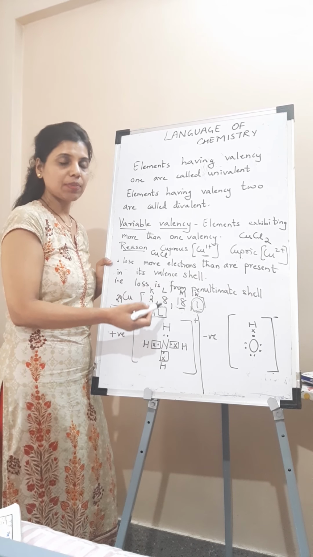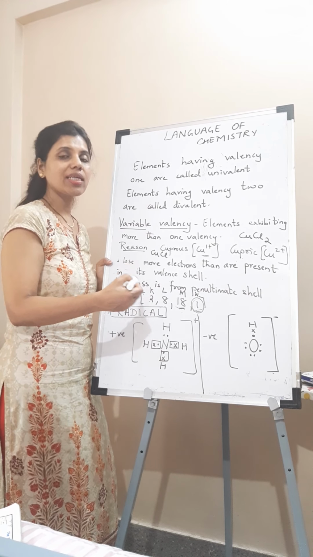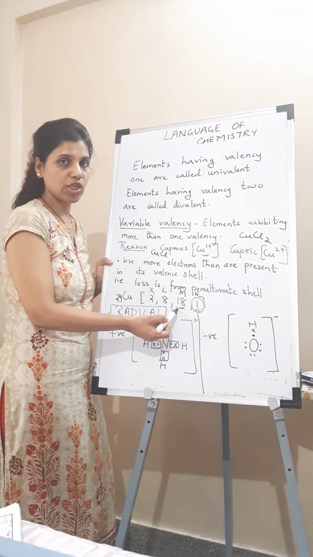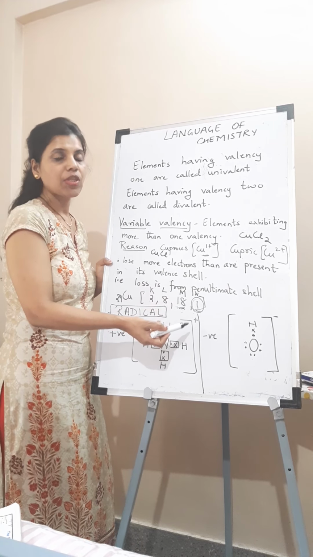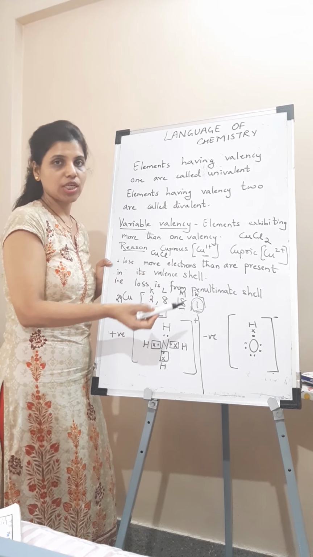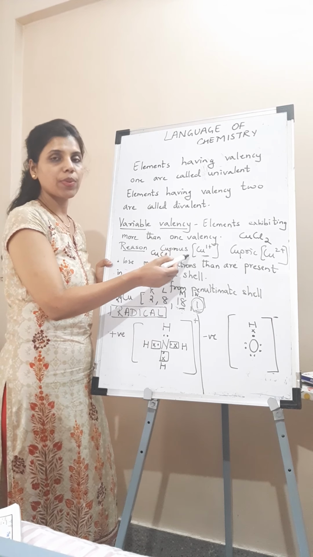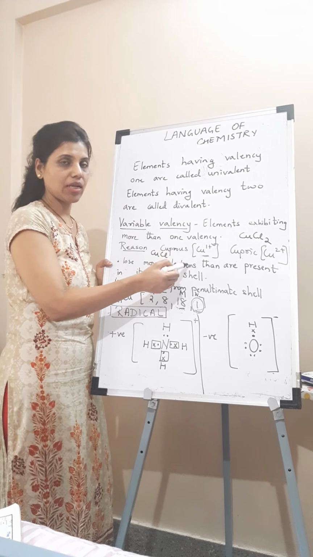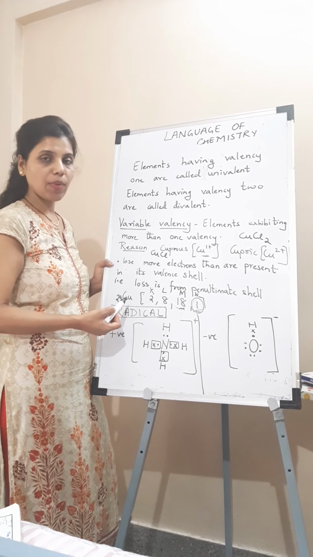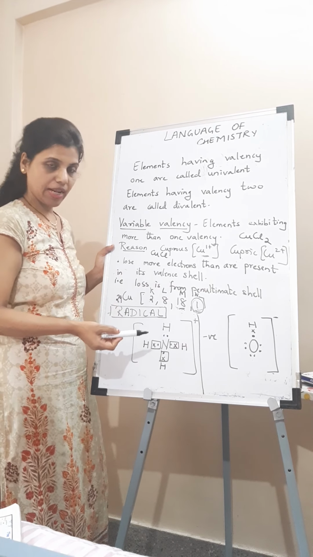So that is how, in case of transition elements, we say that the last 2 orbits are incompletely filled. That means the electrons, when they are in the excited state, jump from the penultimate shell to the last shell. So because of this, the valency keeps on changing. Sometimes copper shows valency 1 and sometimes it shows valency 2. Now this was all about the variable valency.